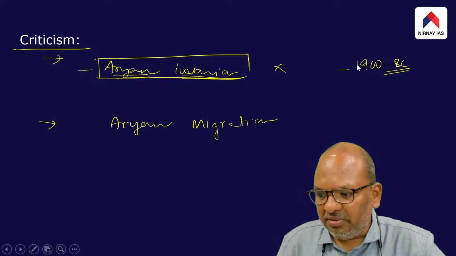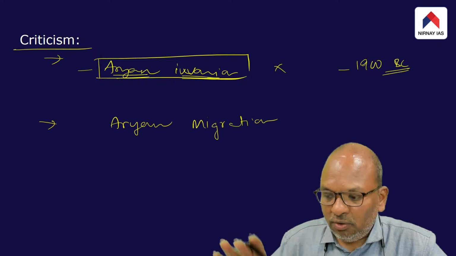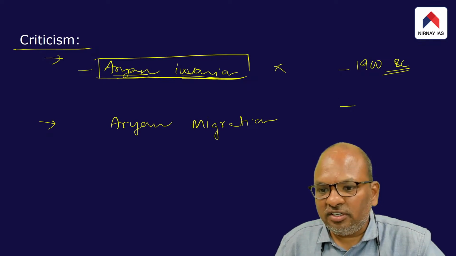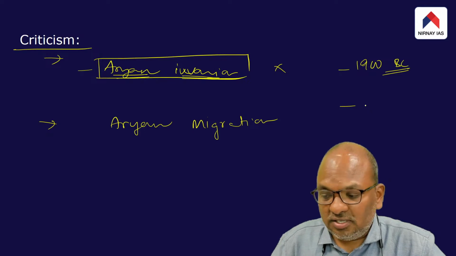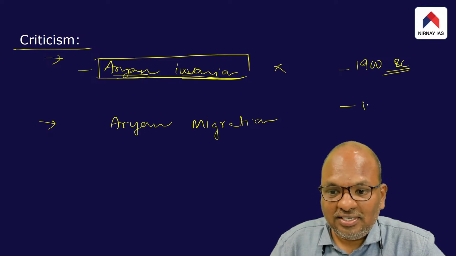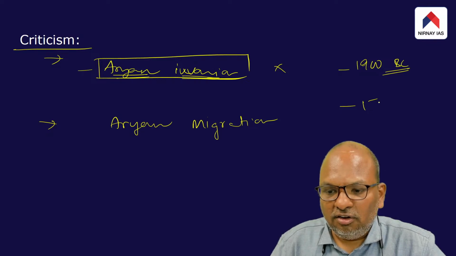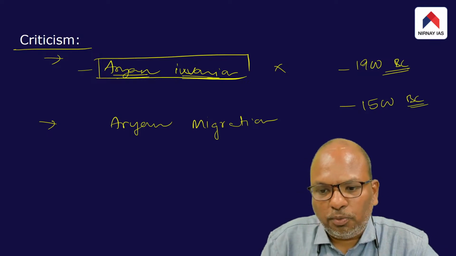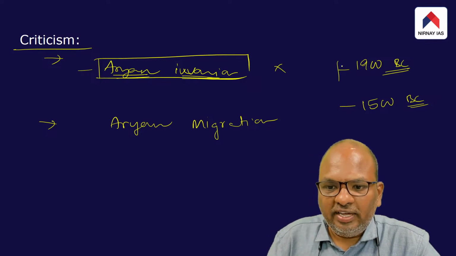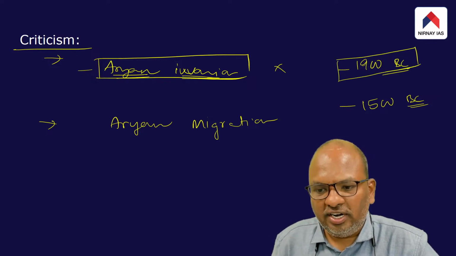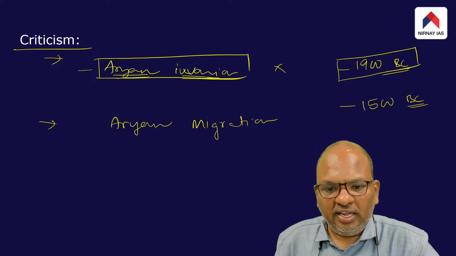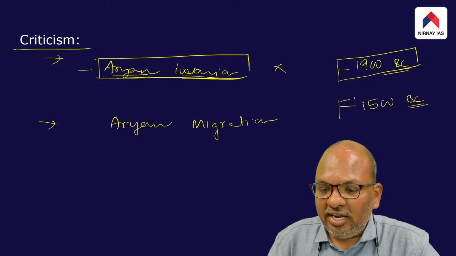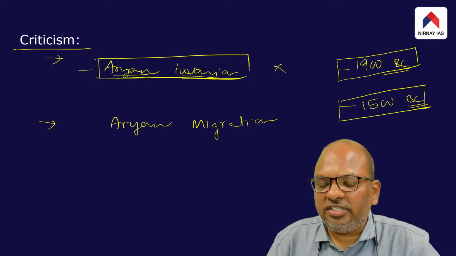We have evidence now to suggest that the Aryans have come from Central Asia, but they have come to India from 1500 BC onward. Kindly understand this point. Most scholars believe that the Aryans have come to India from Central Asia, but they started coming from 1500 BC onward.